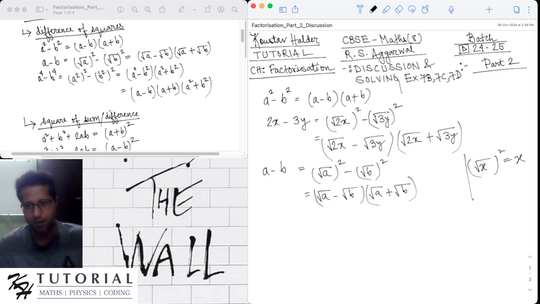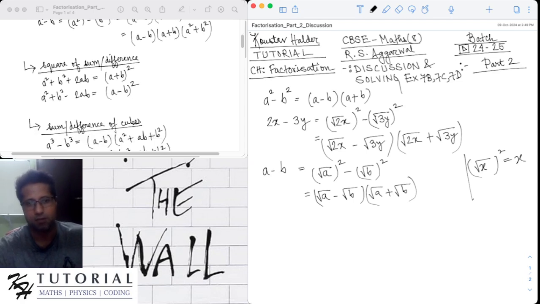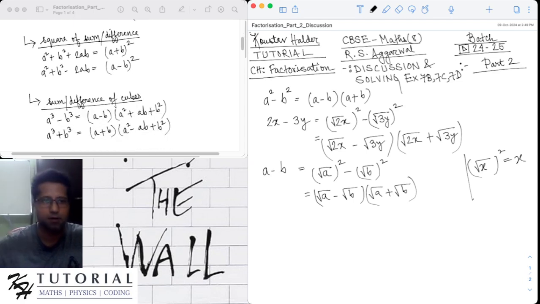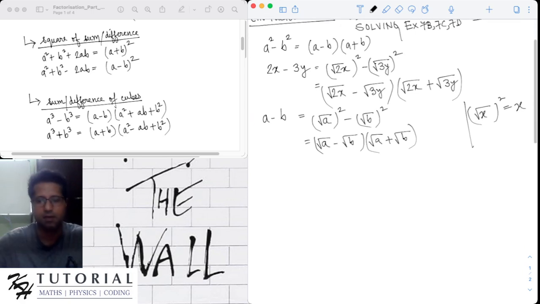Now, even though a minus b may not look like a difference of squares, you can always express a minus b as a difference of squares, like square root of a minus square root of b. Okay, the next one is square of sum and difference. So it will be of the form a plus b whole square.